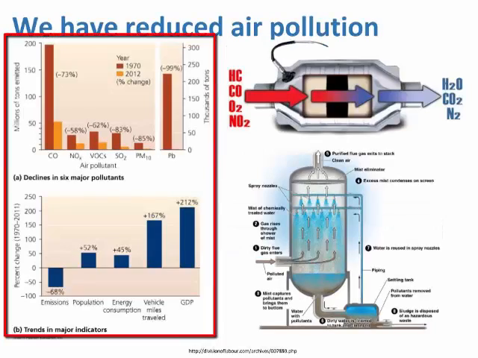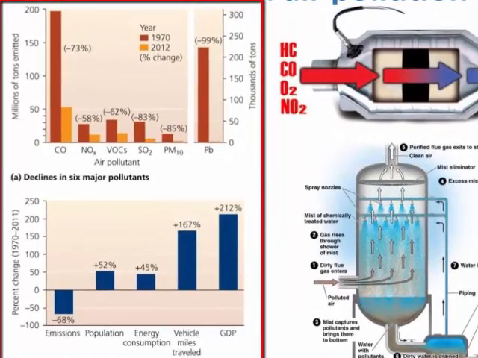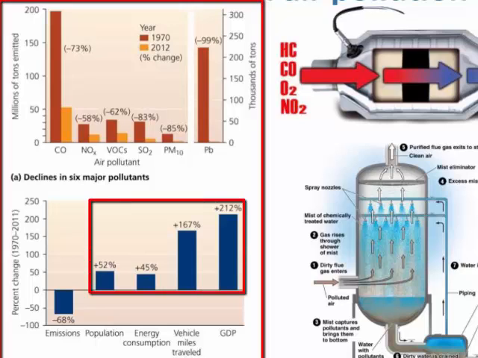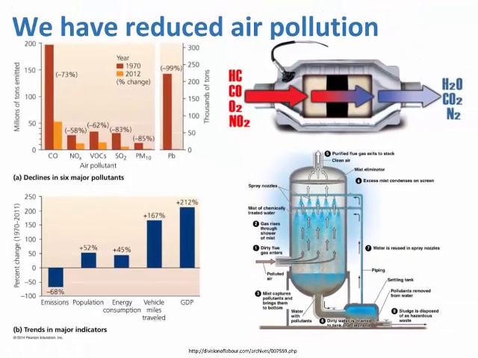As can be seen in the two graphs on the left of this slide, total emissions of the 6 monitored pollutants have declined significantly since the Clean Air Act of 1970. This reduction comes despite increased population, energy consumption, miles traveled, and gross domestic product. Other things that have helped reduce air pollution include federal policies and technology.